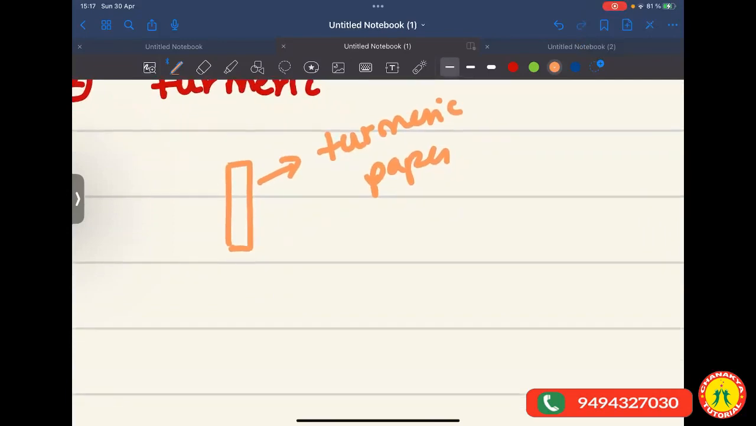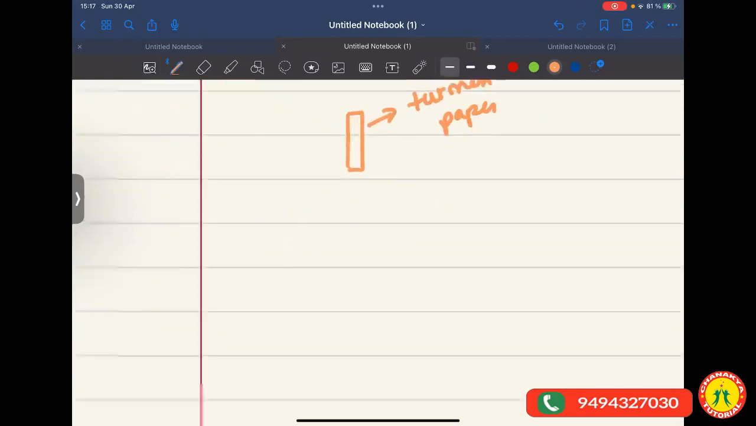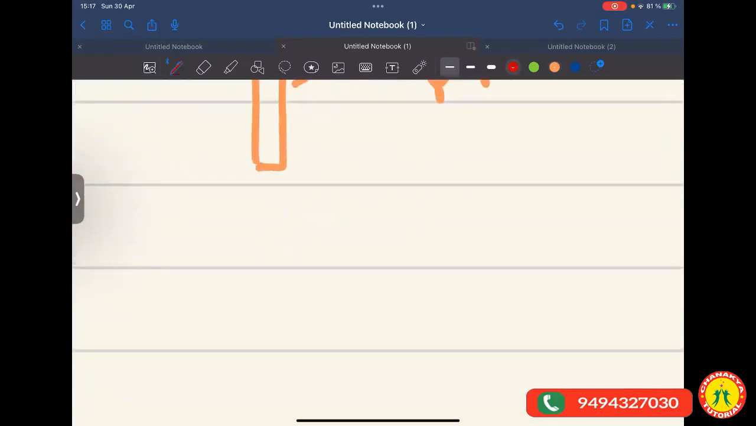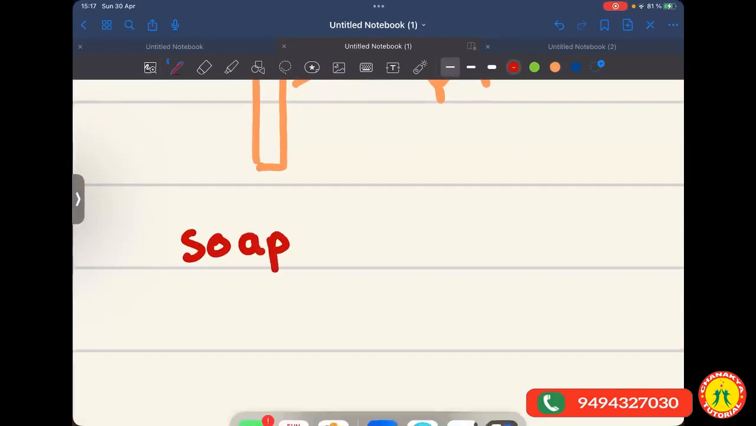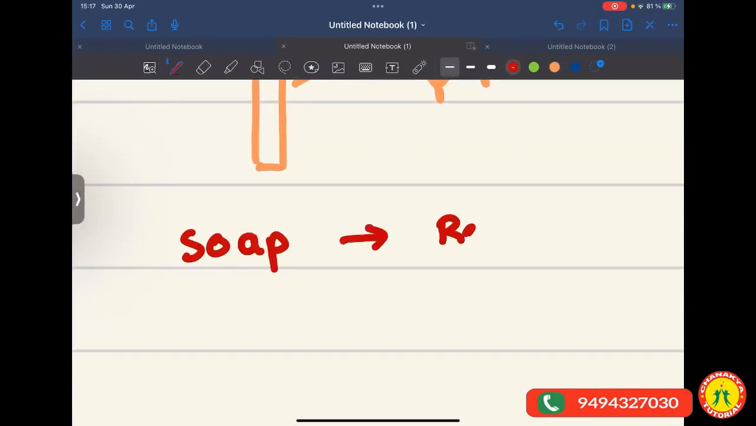Why? Ma'am, because the soap is an acidic solution. Okay, so soap is acidic, so it changes into red color.